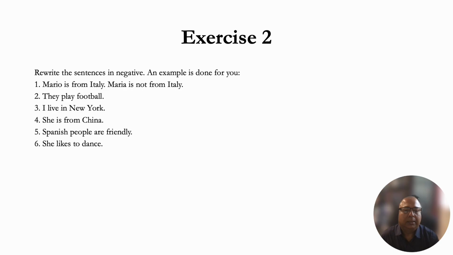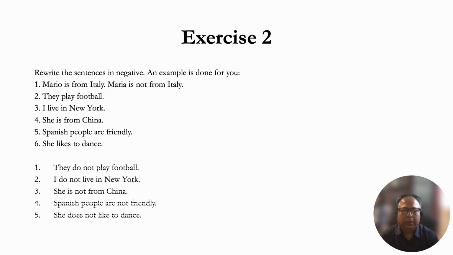All right? See, all of the sentences are in positive. They play football. Turn the sentence into negative. So I've already shown you one example. Mario is from Italy. Maria is not from Italy. Okay? All right, here are the answers.